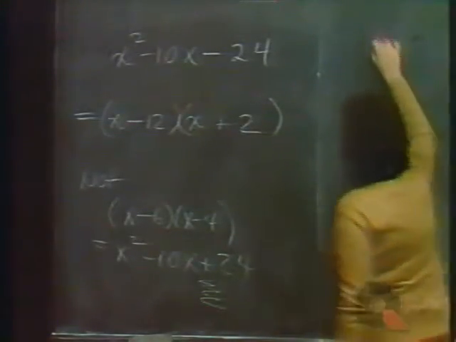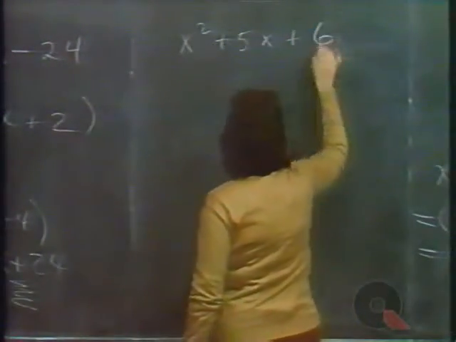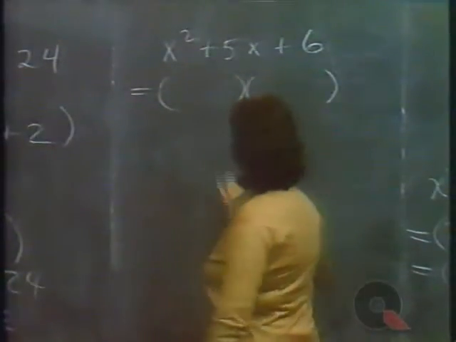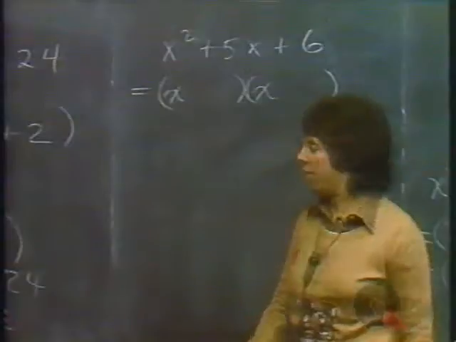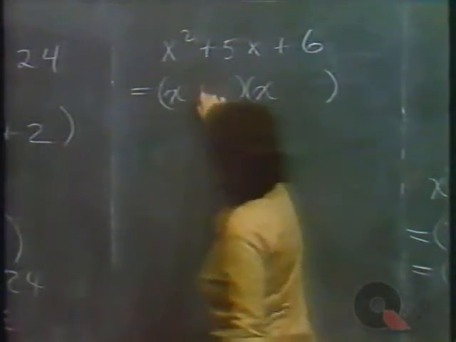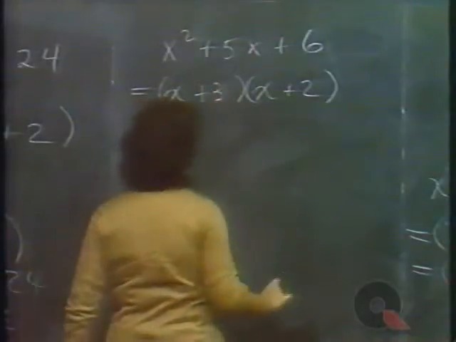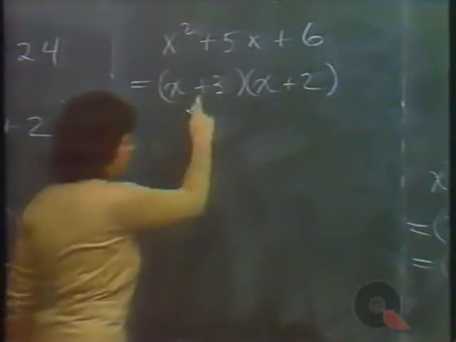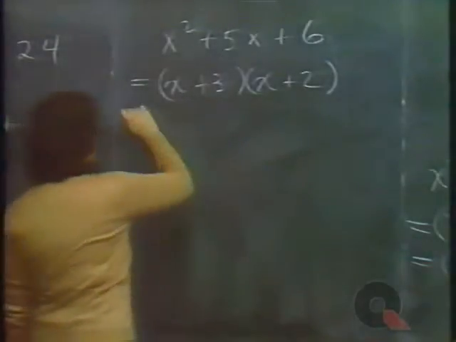Let's try another one. x squared plus 5x plus 6. We are looking for two numbers which multiply to 6 and add to 5. And of course, plus 3 and plus 2 will do it for you. Checking, we get x squared plus 2x plus 3x, which is 5x, plus 6. This is a fairly simple problem.